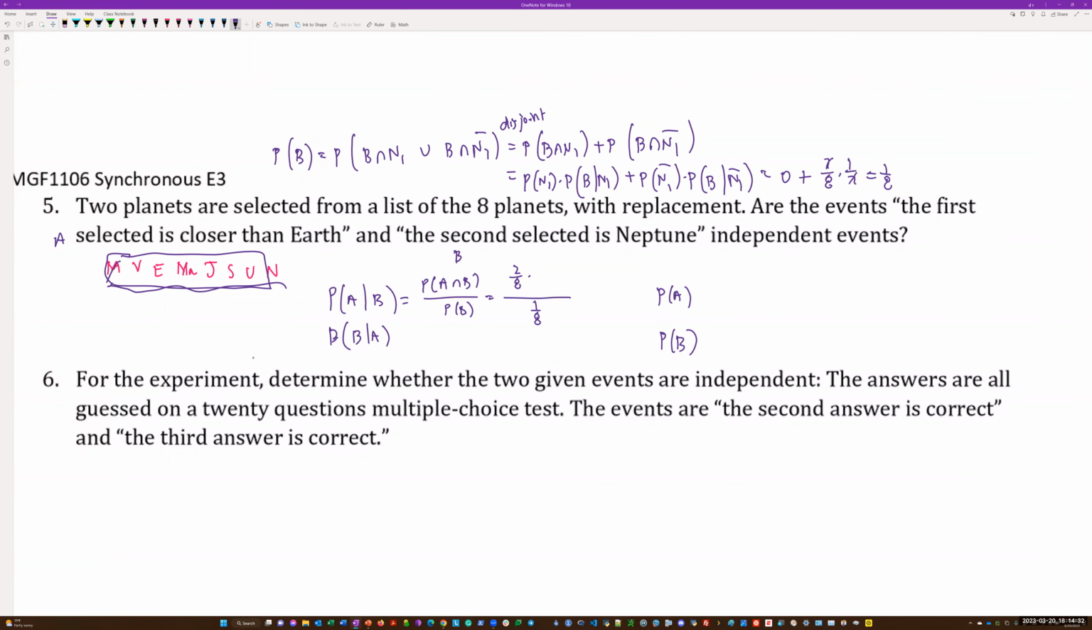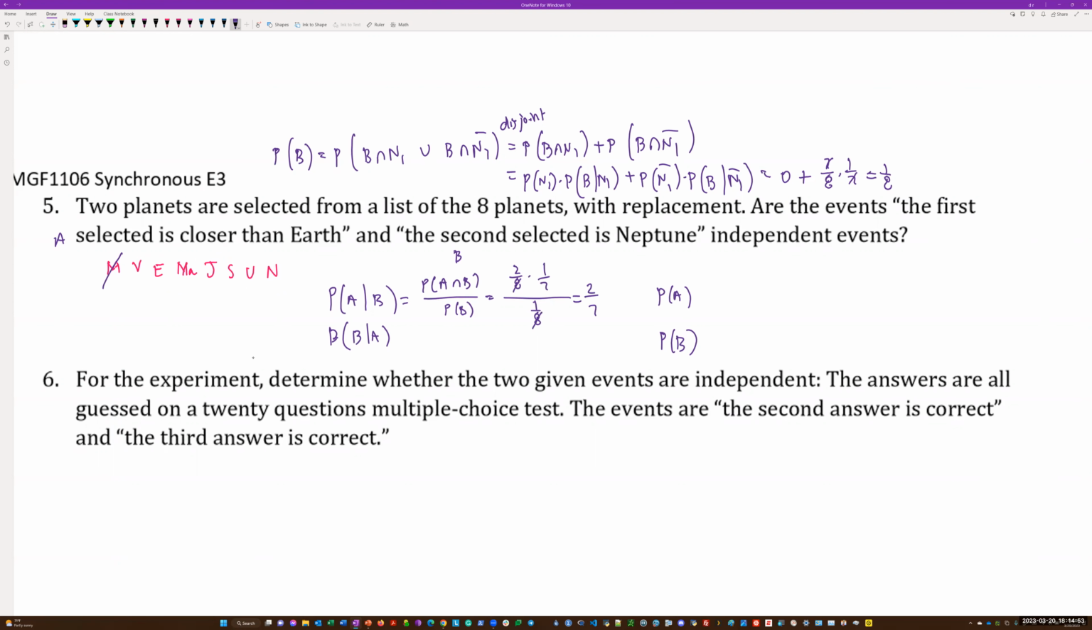What's the chances that it's B? The second one is Neptune. Now, we picked one of these again, though, for the first one. So let's say we pick this one, right? So then it's 1 out of 7. Is that right? So then these 8s cancel. We get 2 out of 7.